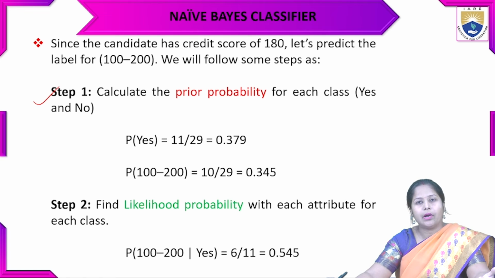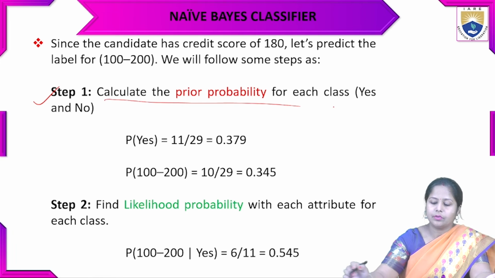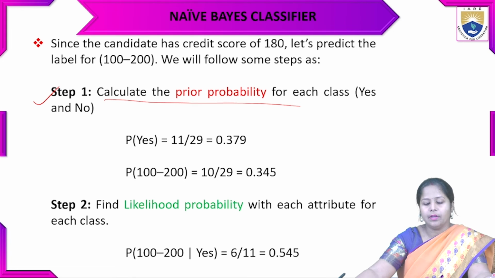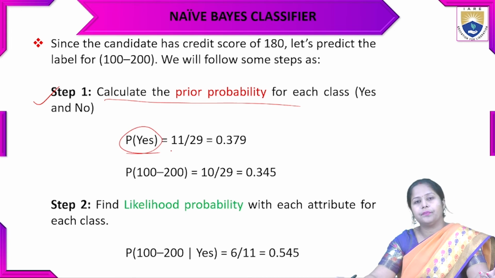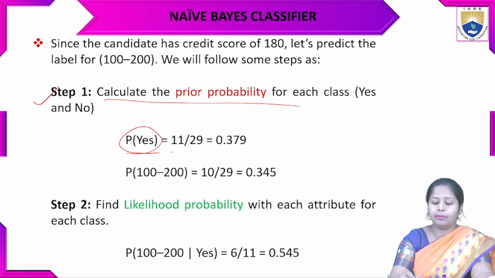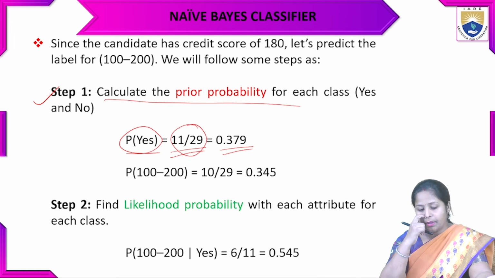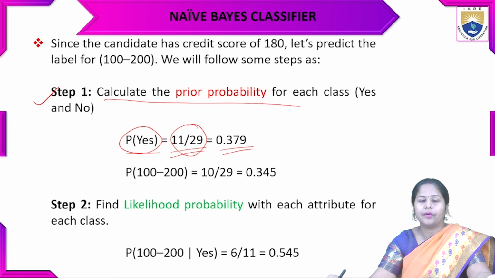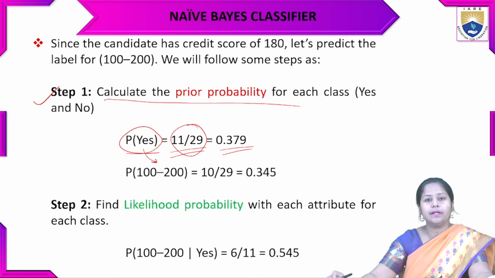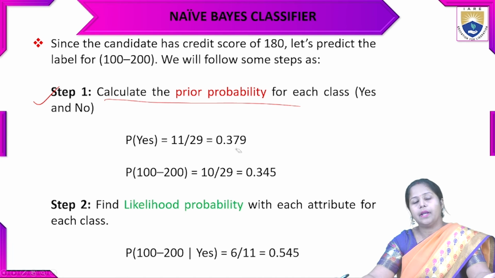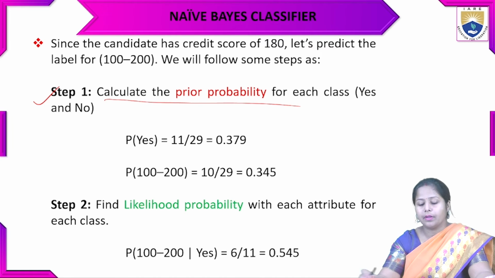We have to calculate the prior probability in the first step, for each of the classes, yes and no. So P of yes we want to calculate. P of yes will be 11 divided by 29, so that comes as 0.379. Where has it come from? It has come from the Bayes theorem.